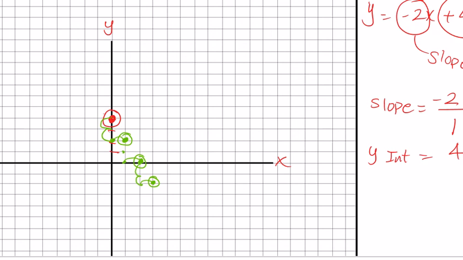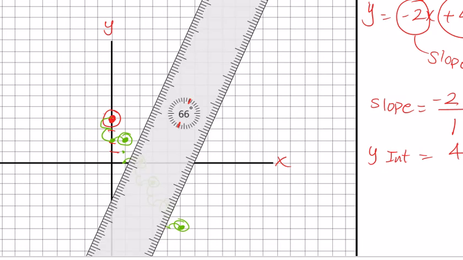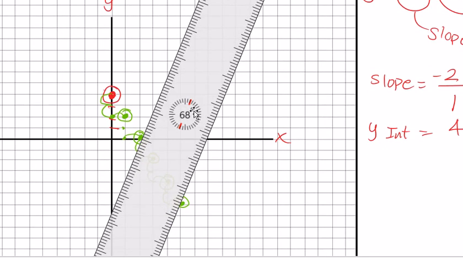So 1, 2, and 1 to the right. 1, 2, and 1 to the right. Okay, so these are the points I found so far. And what if you want to go this way too? You don't really need to go in the opposite direction. You have enough points to draw a line here. So I'll just use my ruler to draw that one.